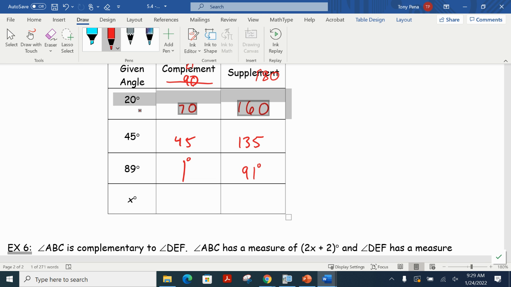All right, real quick, do the last one. How would we get it if it's now variables?